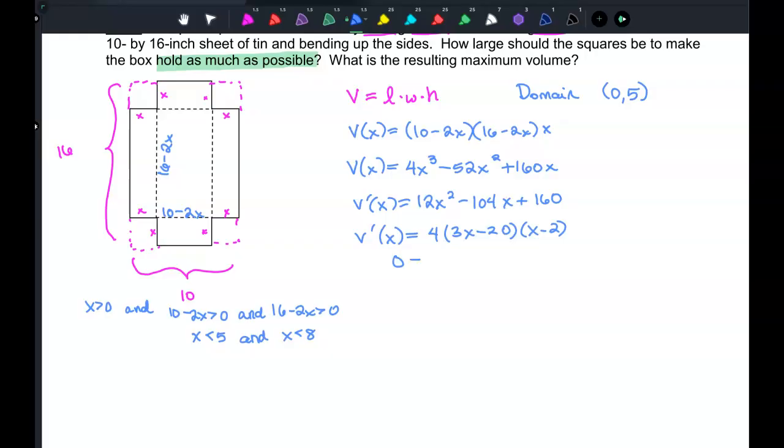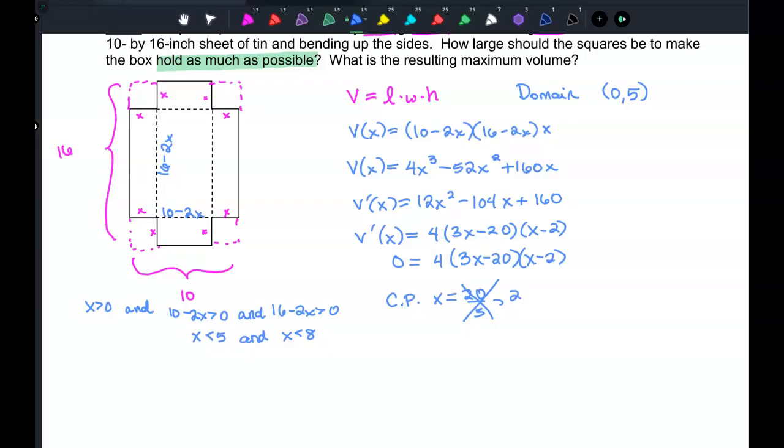We want to set this equal to 0. What are my critical points? 20 over 3 doesn't fit. 20 over 3 won't work in my domain. If it was 20 over 3, this will be a negative measure. So I get x equals 2. It's my only critical point.